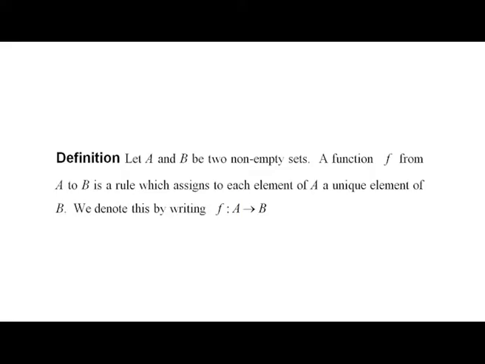We now state the formal definition of a function from a given set to another. Definition: let A and B be two non-empty sets. A function f from A to B is a rule which assigns to each element of A a unique element of B. We denote this by writing f is a function from set A into set B. The set A is called the domain of the function and the set B is called the target set or codomain of the function.